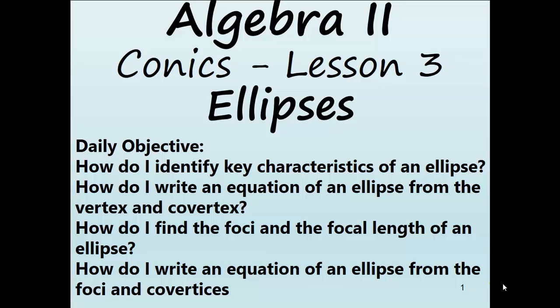There's some terminology that you're going to need to know, things to look for. Once we learn some of those features, we're going to learn how to write an equation of an ellipse. Like let's say they give us a vertex and a co-vertex. We're going to learn the relationship between the foci and the vertex and co-vertex, and then we're going to be able to find the foci and the focal length, and then we're going to be able to write equations if we're given the foci and a vertex. So let's get started.